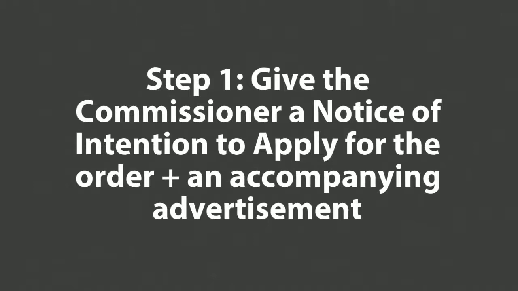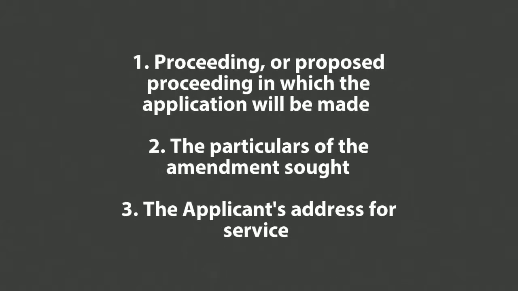Well, the first step for an applicant who wants to make an order under Section 105 of the Act is providing the Commissioner with a notice of intention to apply for the order, as well as an accompanying advertisement. The advertisement must identify the proceeding or proposed proceeding in which the application will be made, the particulars of the amendment sought, and the applicant's address for service.